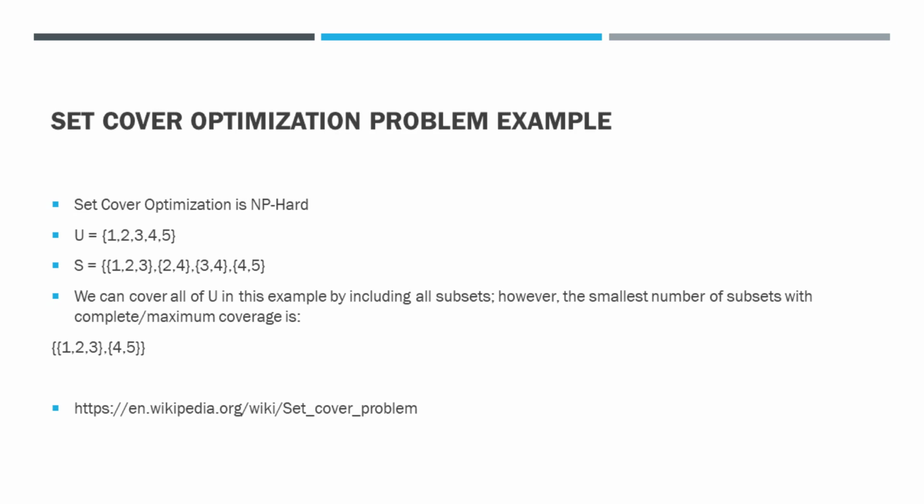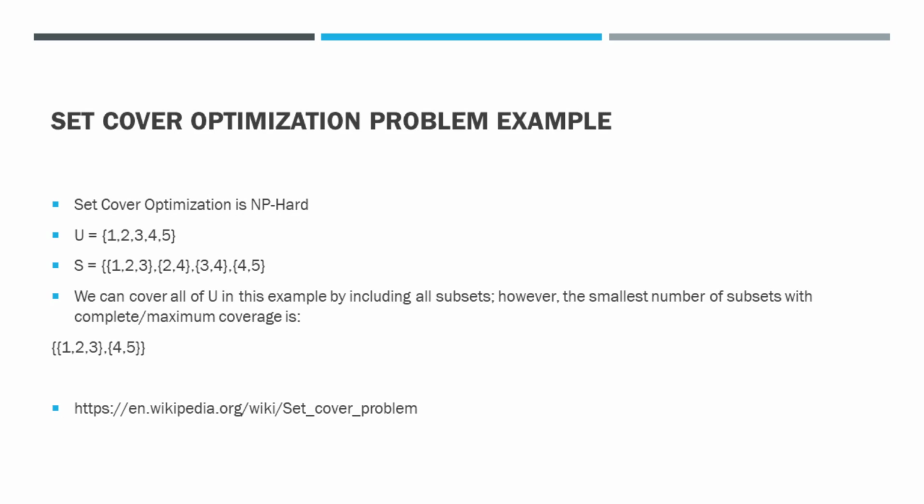Let's go over a short and very simple example of the set cover optimization problem, which is what we're going to be solving in this presentation. The set cover optimization problem is NP-hard. So let's define our universe as the elements 1, 2, 3, 4, and 5. Then we can define our set of subsets as the set 1, 2, 3, the second set 2 and 4, the third set 3 and 4, and then the fourth set 4 and 5.